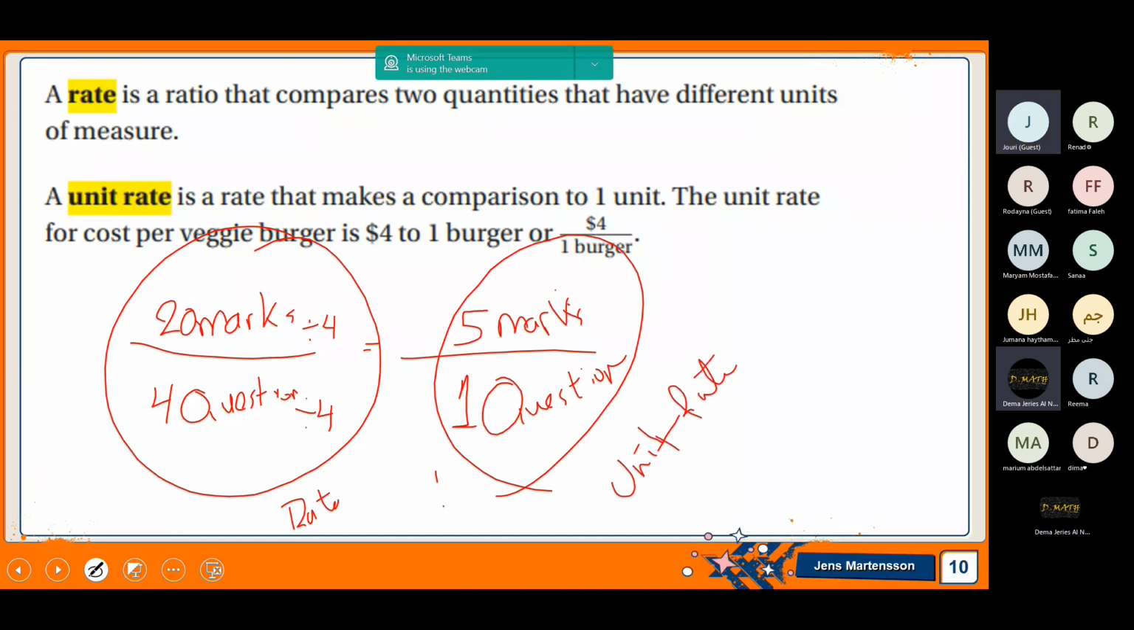So teacher, if there is a decimal, you will divide. It could be, as an example, the cost is $3.5 per one pencil.